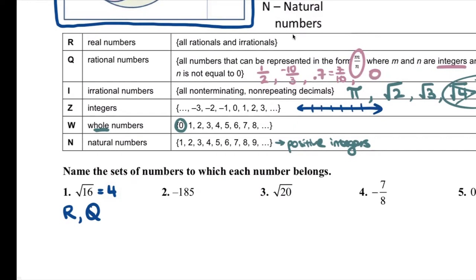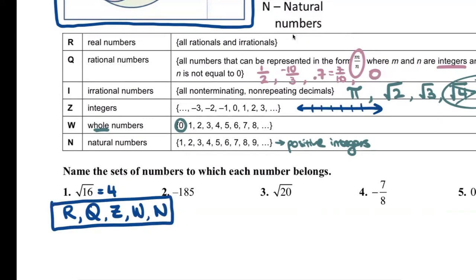So under that, I'm going to ask myself if it's an integer. Yeah, I would mark 4 on a number line. So I'm going to say integer. And under that, is it a whole number? Yeah, it's a positive integer. So it's definitely a whole number and also a natural number. And that is my final answer. Those are all the sets of numbers to which it belongs. Okay, let me show you another one.